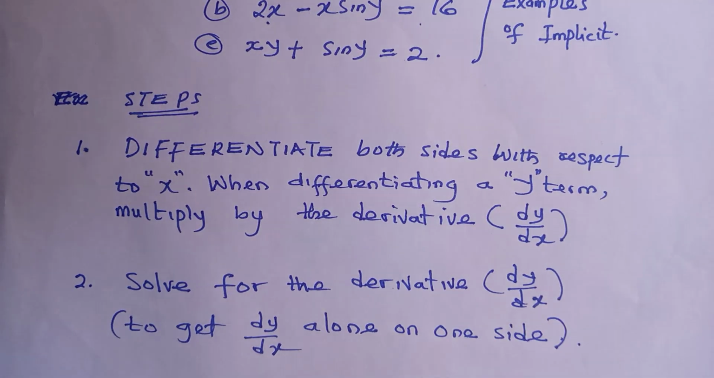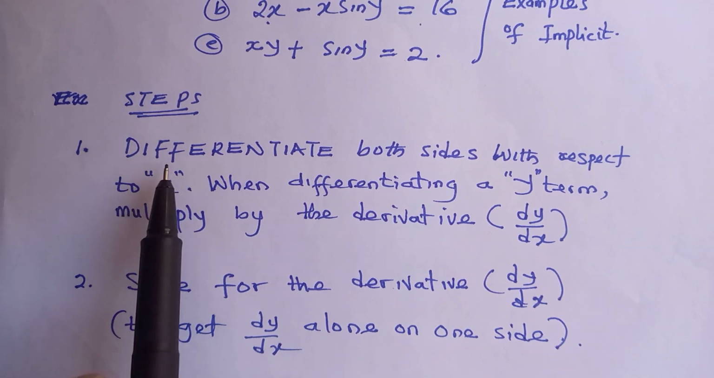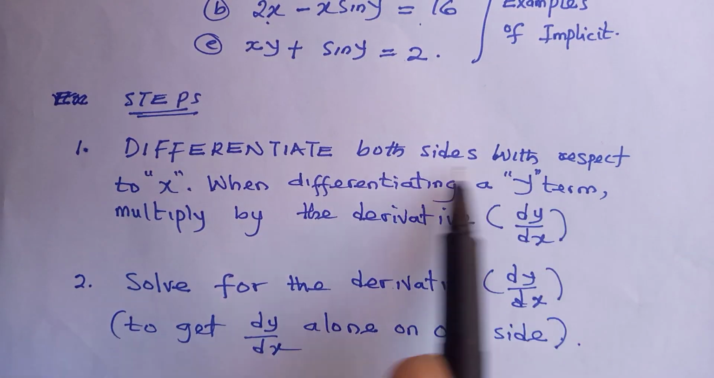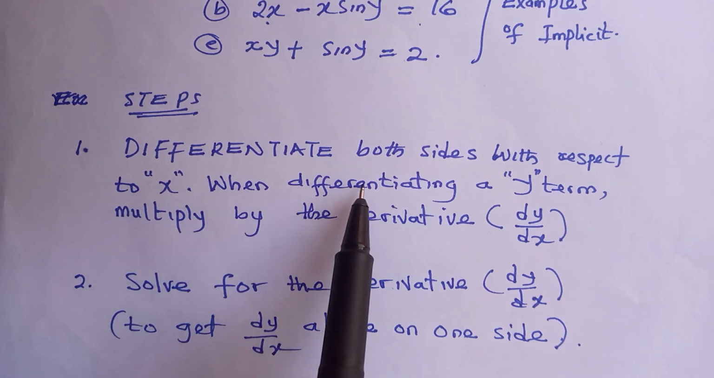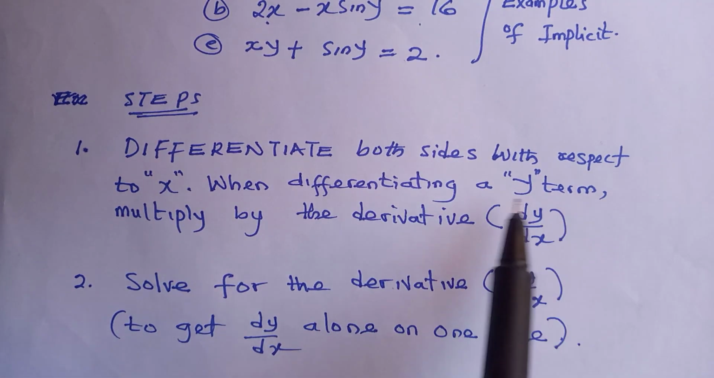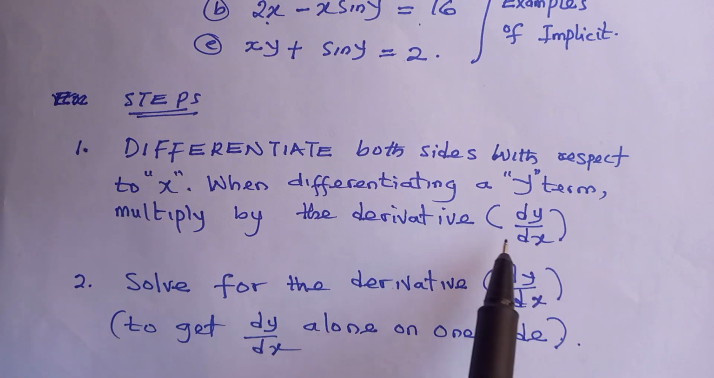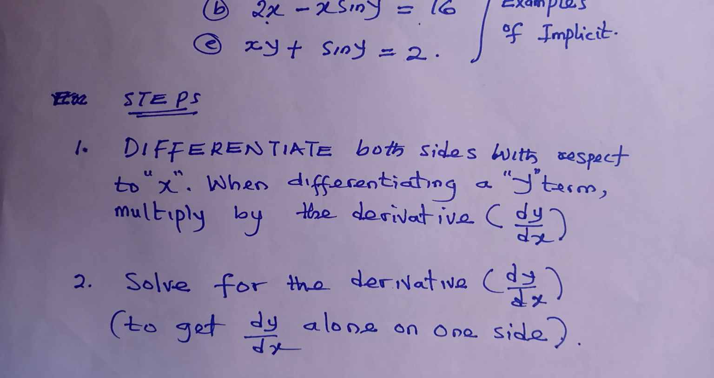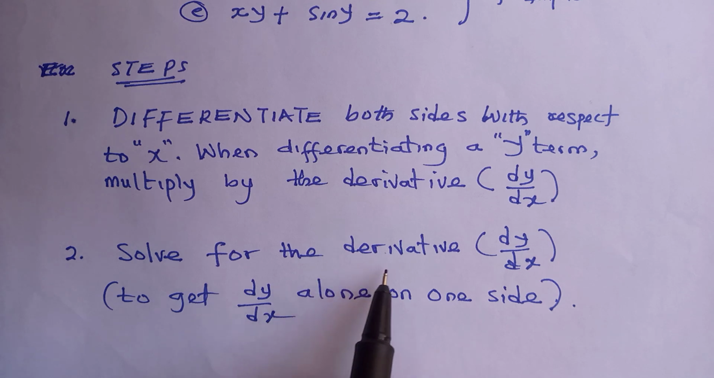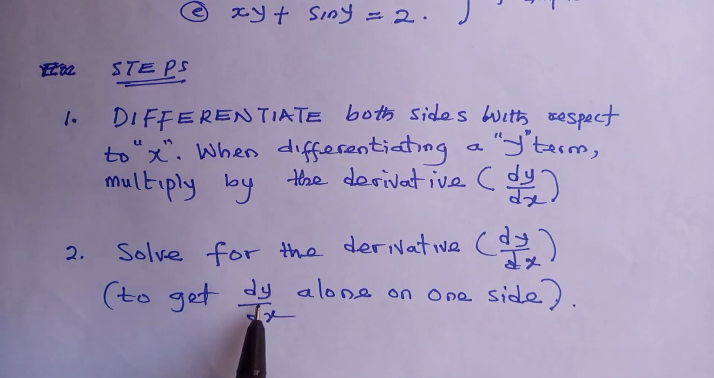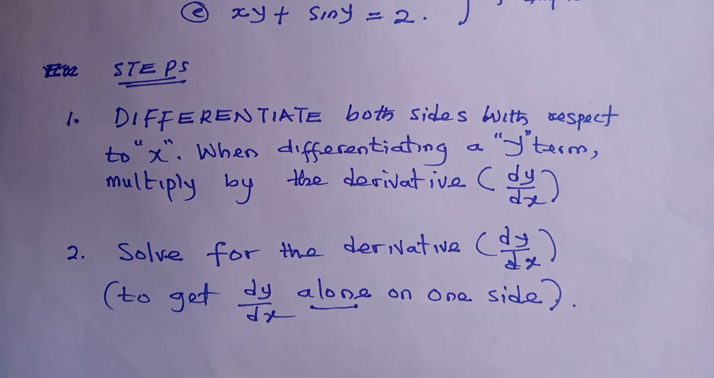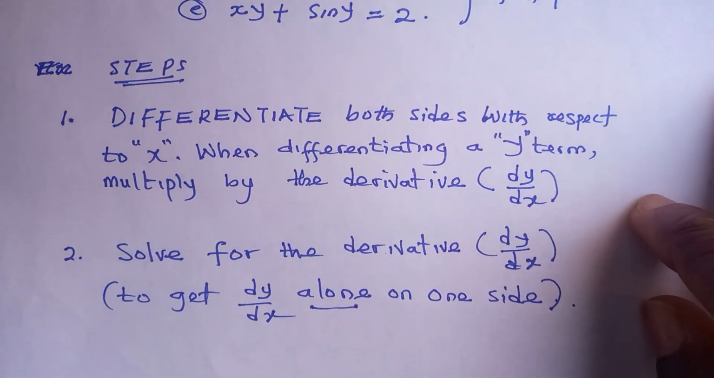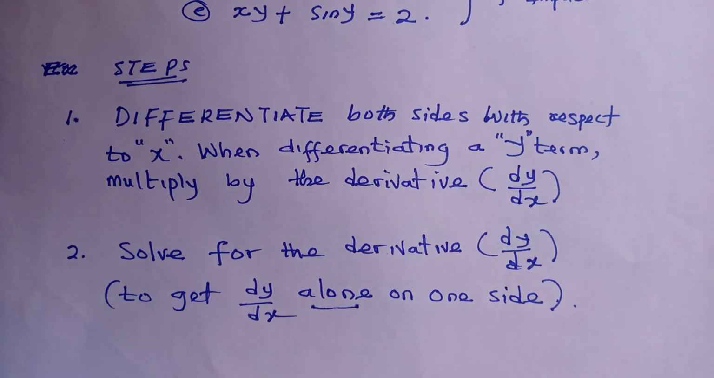All right. So now what are the steps to take for solving any question in implicit differentiation? The first one is we differentiate both sides with respect to x, and when differentiating a y term, we multiply by the derivative dy/dx. For the second step, we solve for the derivative dy/dx, to get dy/dx alone on one side. After you have differentiated, dy/dx is attached to y, so you separate it.